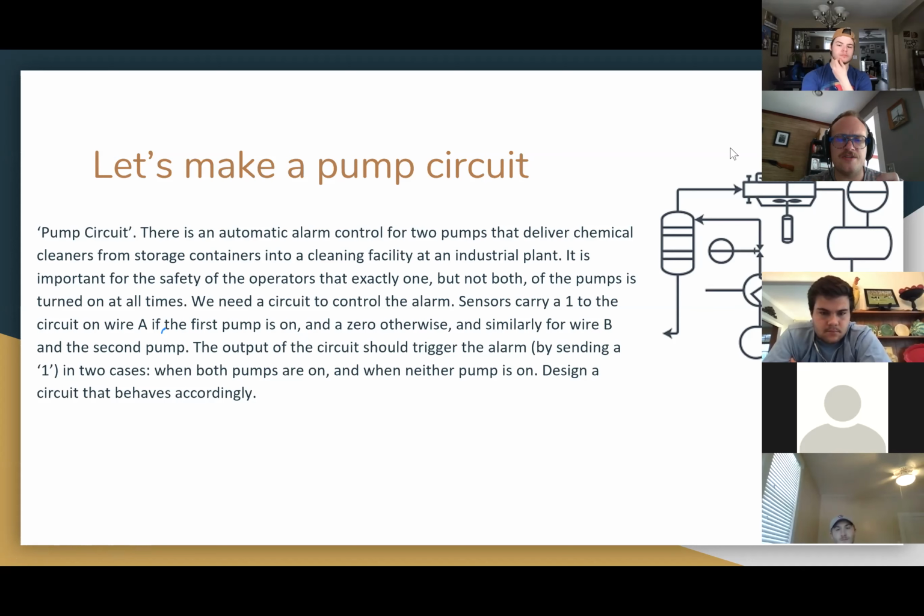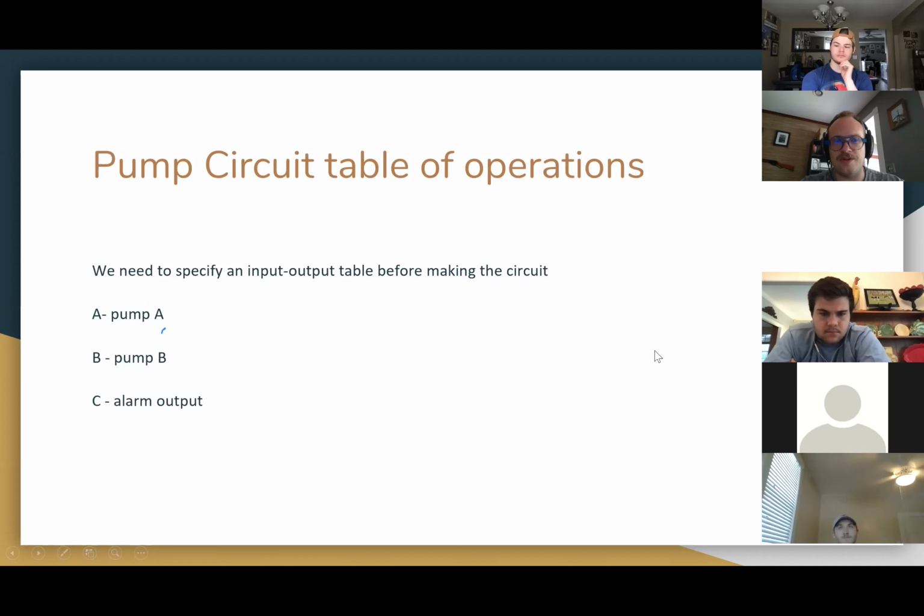Sensors carry a 1 to the circuit on wire A if the first pump is on and 0 otherwise, and similarly for wire B in the second pump. The output of the circuit should trigger the alarm by sending a 1 in 2 cases, when both pumps are on and when neither pump is on. So let's design a circuit that behaves accordingly.